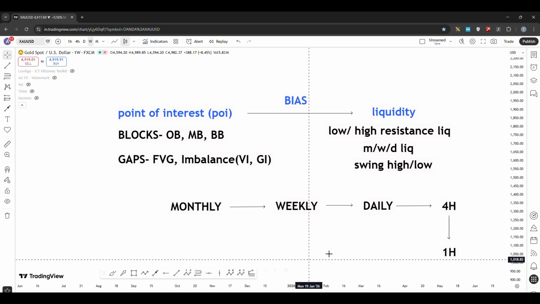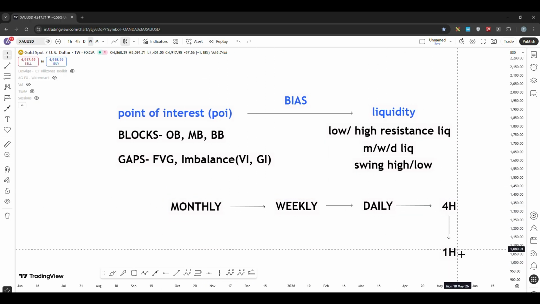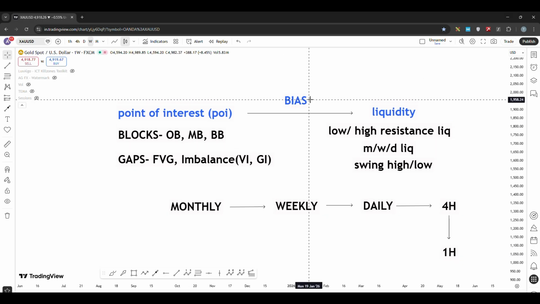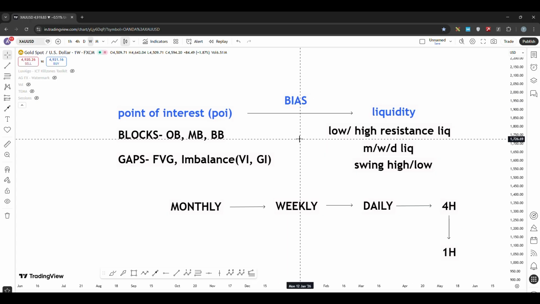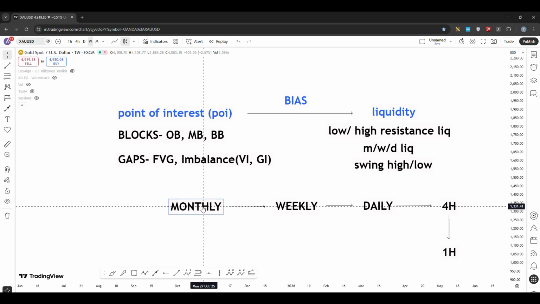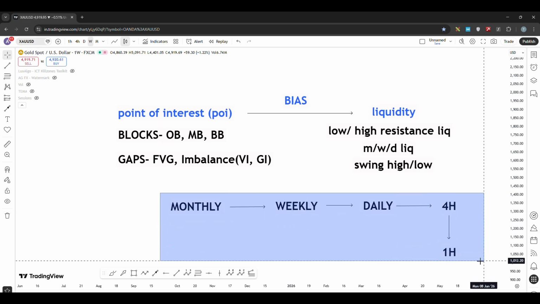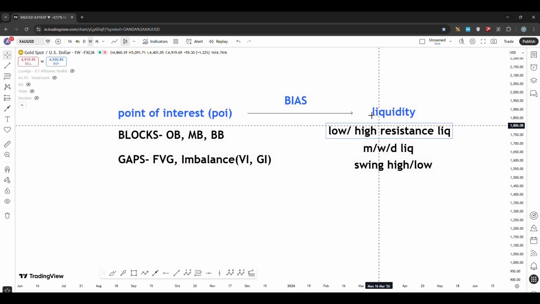Okay, so this is the most important thing, the time frames. Keep this in mind. Do not go to 15 minutes to find the buyers, or 5 minutes, or even 30 minutes, because we do not want to get trapped in the noise of the market. You can start from the monthly, go to the 1 hour, but do not go below 1 hour. Keep that in mind. Okay, so now I'm going to remove all of them.